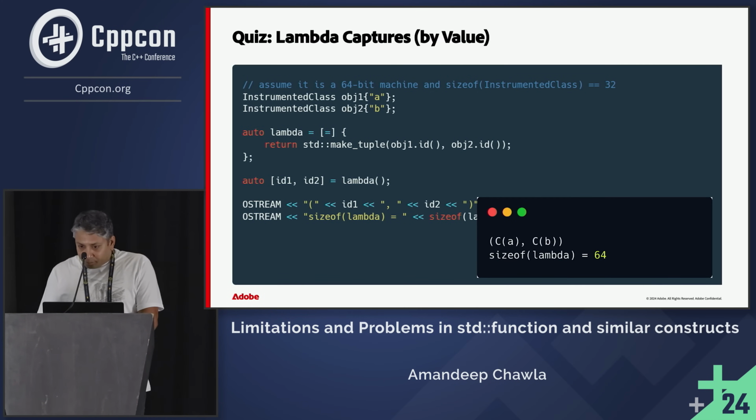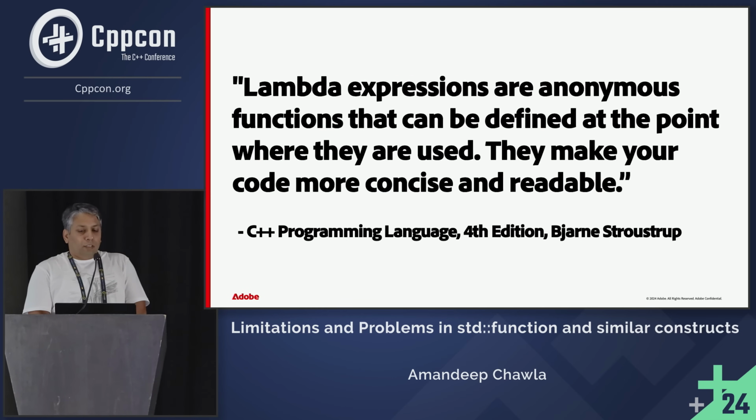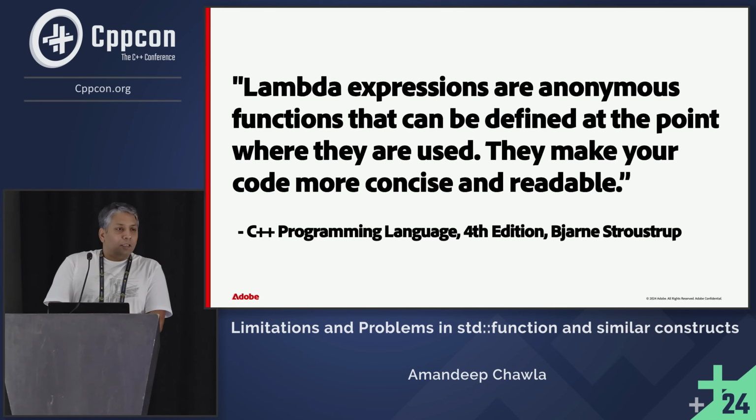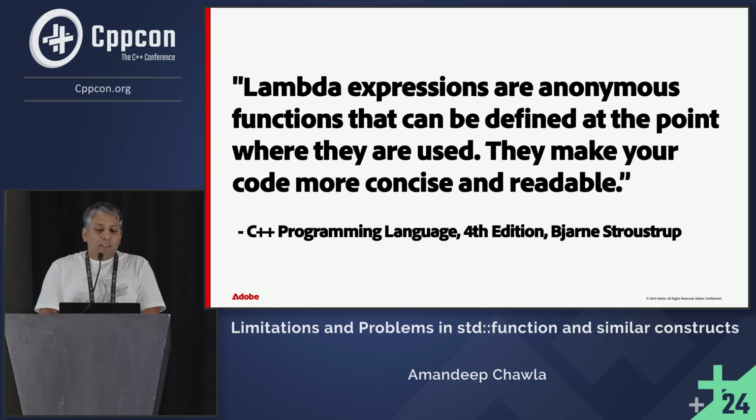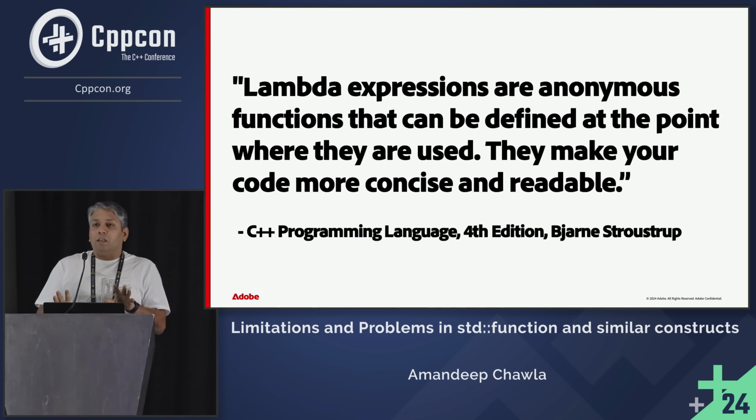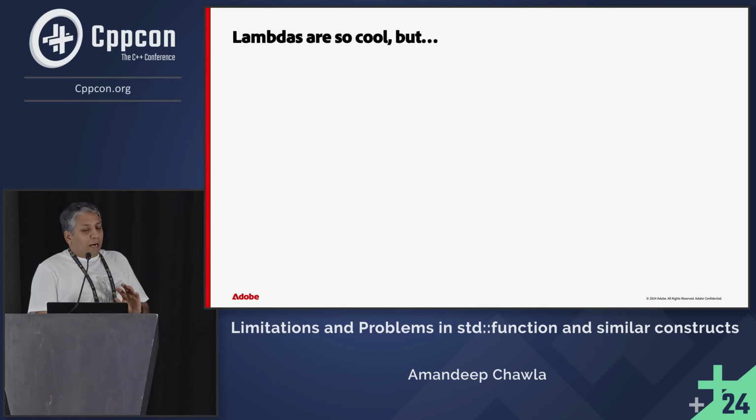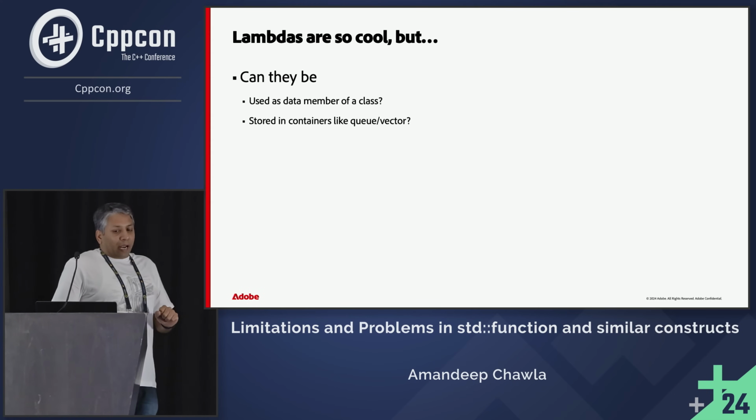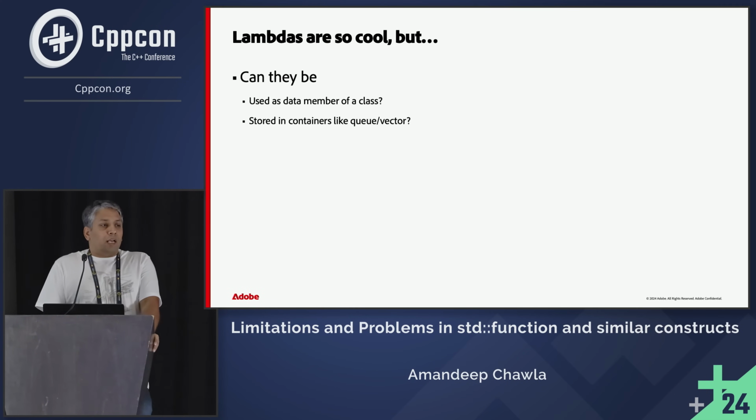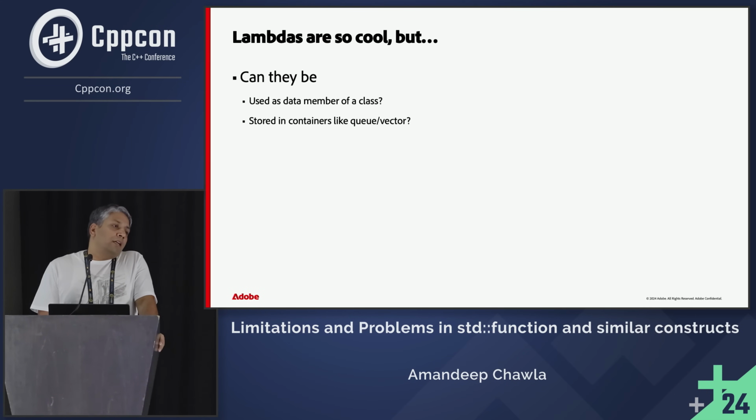So this is what Bjarne has written in his book. Lambda expressions are anonymous functions that can be defined at the point where they are used, and they make your code more concise and readable. And I think it captures the essence of Lambdas. But Lambdas are so cool, but can they be used as a data member of a class or stored in a container like a queue or vector?